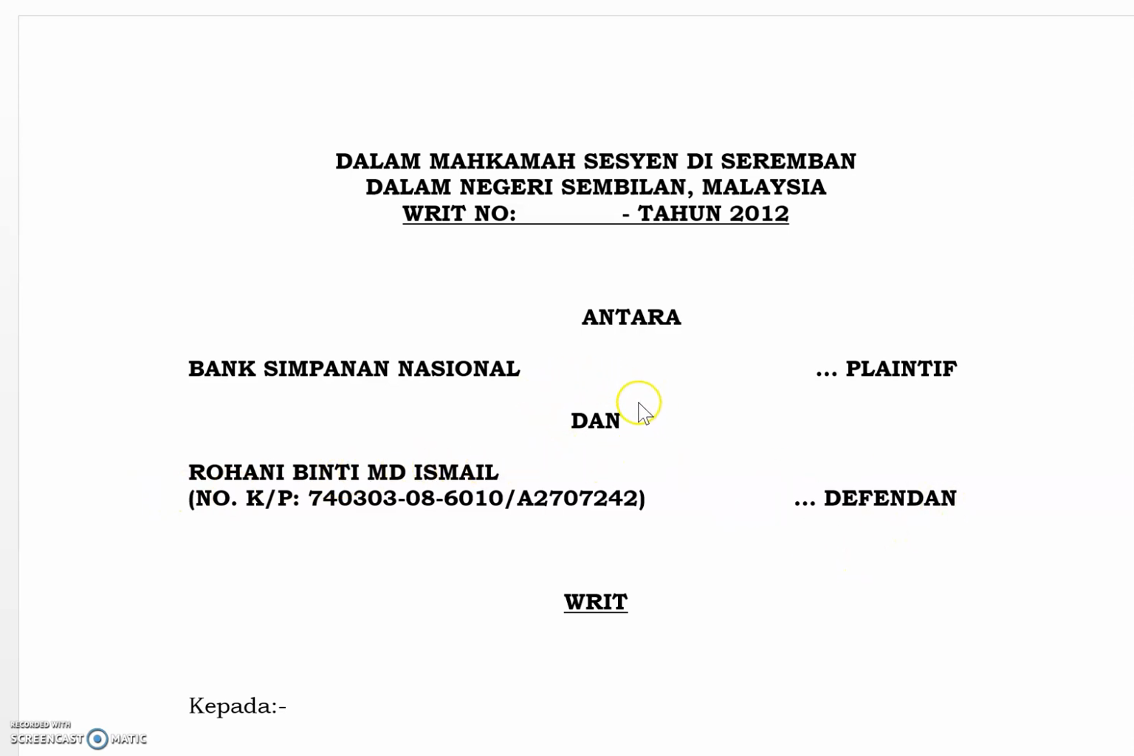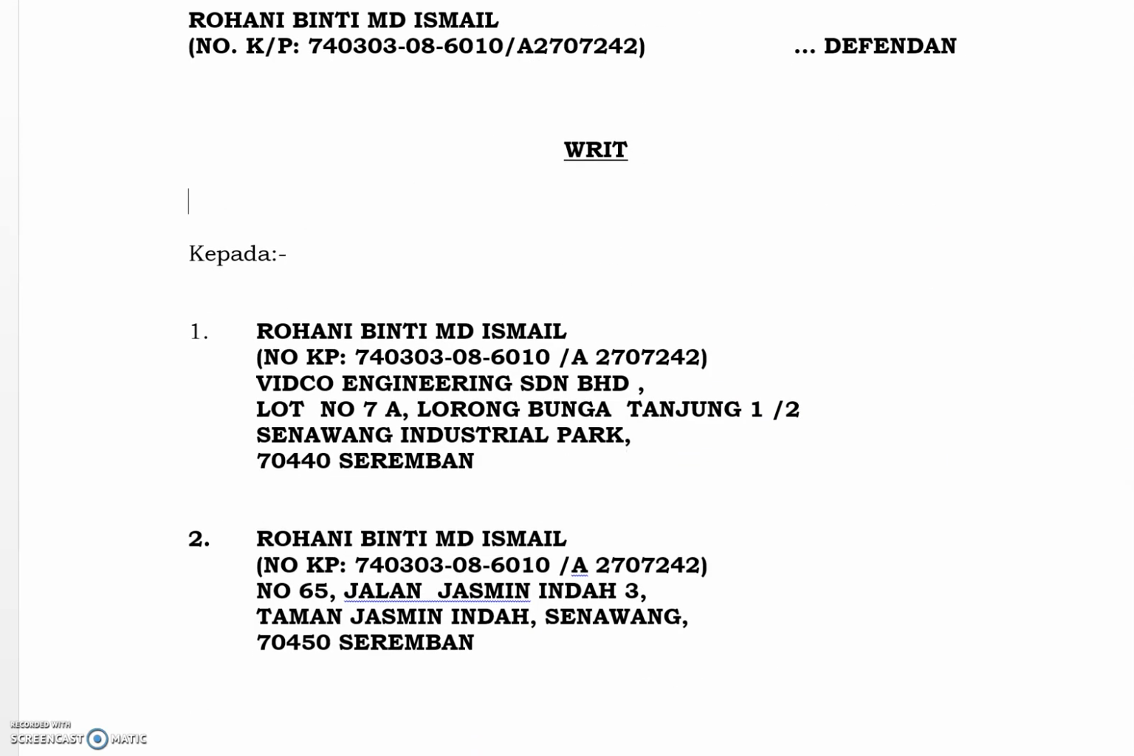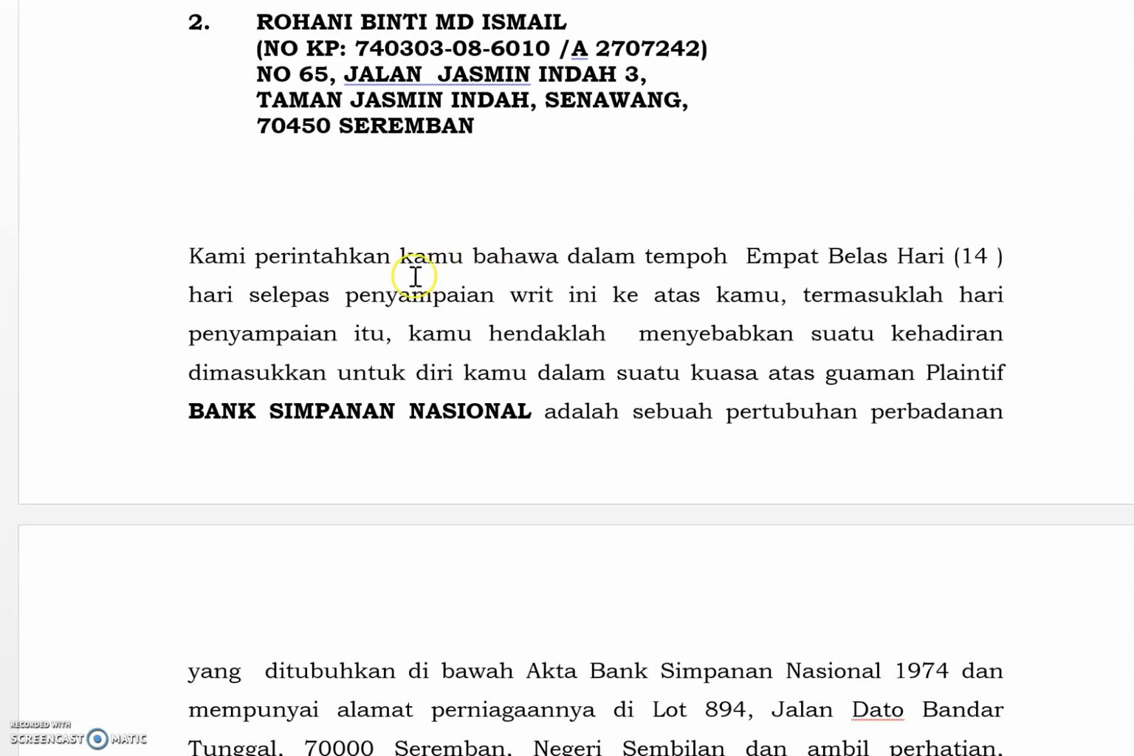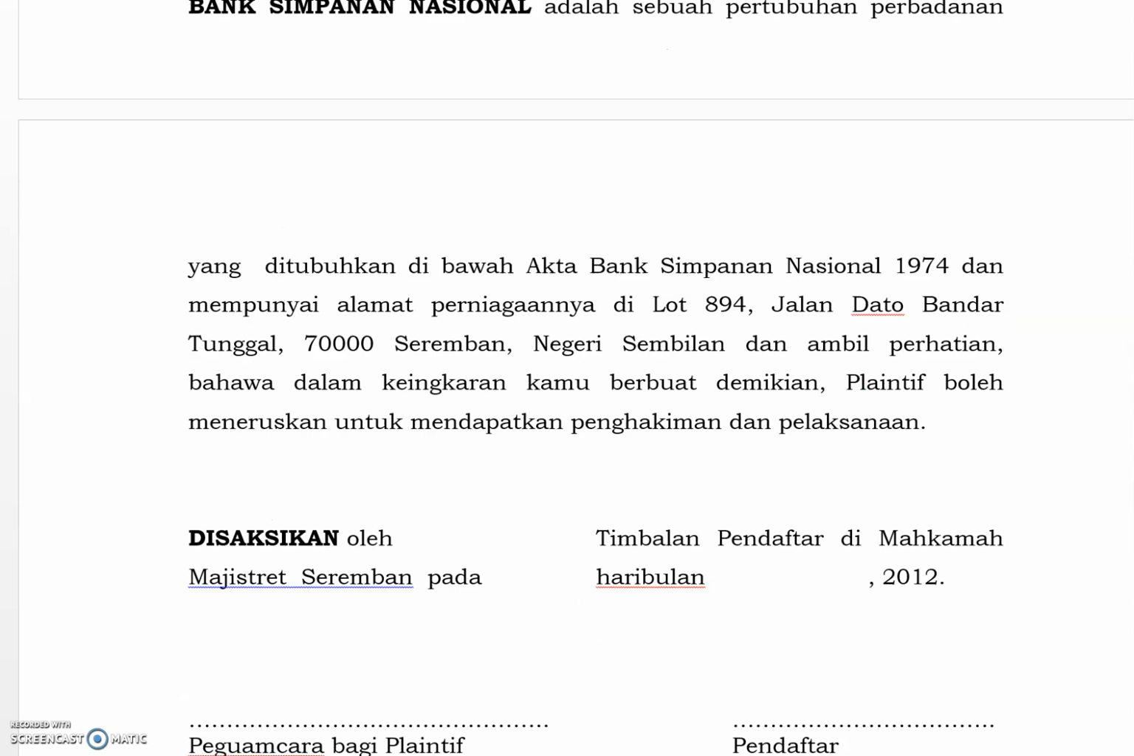So this is where the V comes from. It's the case between Bank Simpanan Nasional and Rohani. That's why when we write Letang V Cooper, it's actually V, but when we pronounce it, we say N. So this is how a court document looks when you first file it. This is a writ, given to Rohani as defendant. She has two addresses, so we send to both addresses, and she has to appear within 14 days after the service of the court document.